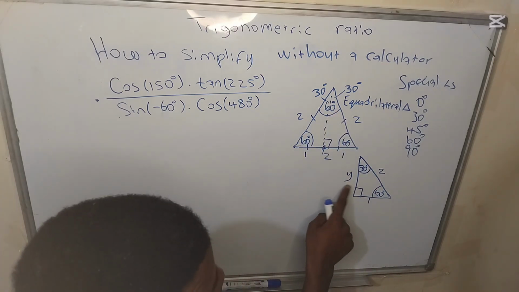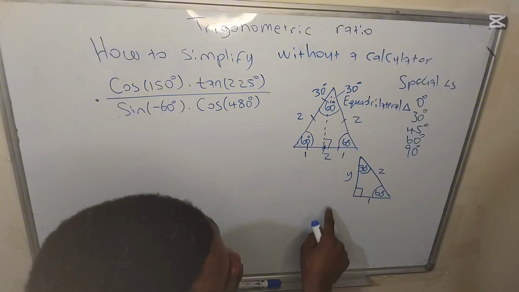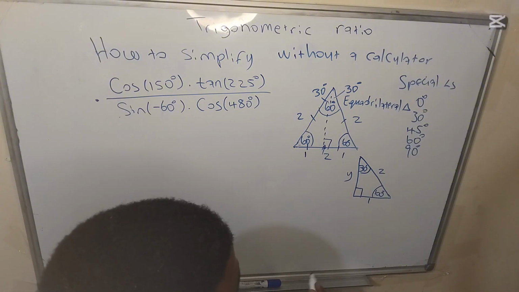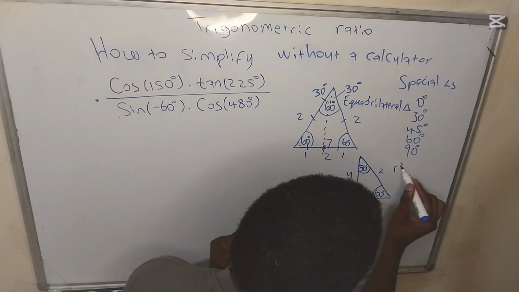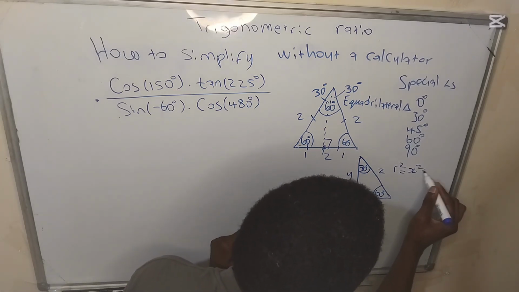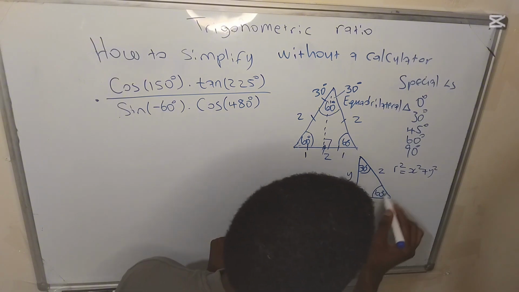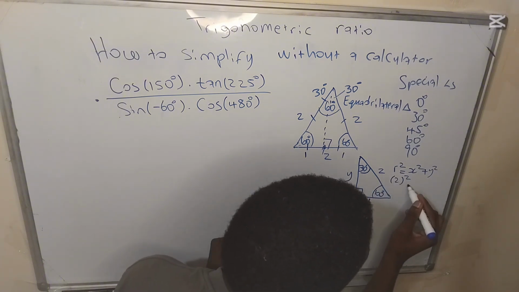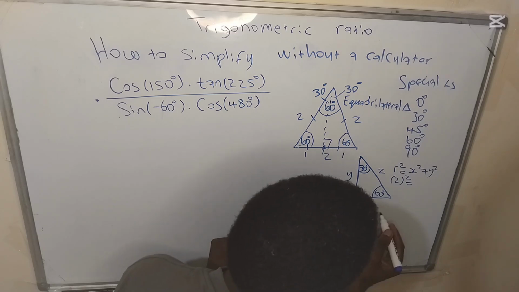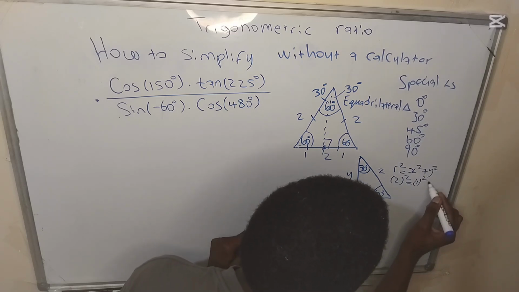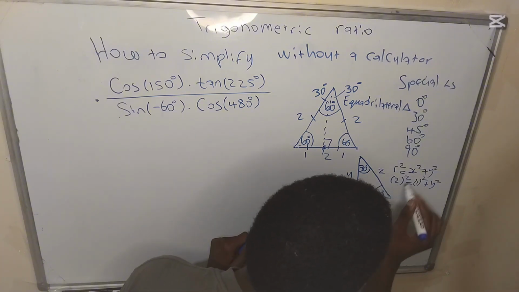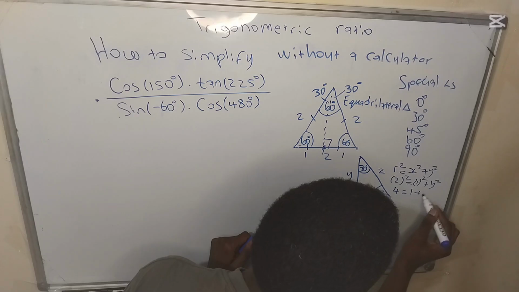But because we know that this is a right angle triangle, we just need to use the Pythagoras theorem to find this side. So let's apply our Pythagoras theorem. Then r squared is equal to x squared plus y squared. Our r is equal to 2, our x is equal to 1. Then we have 1 squared plus y squared. Then we have 2 squared, which is equal to 4, equal to 1 squared, which is 1, plus y squared.